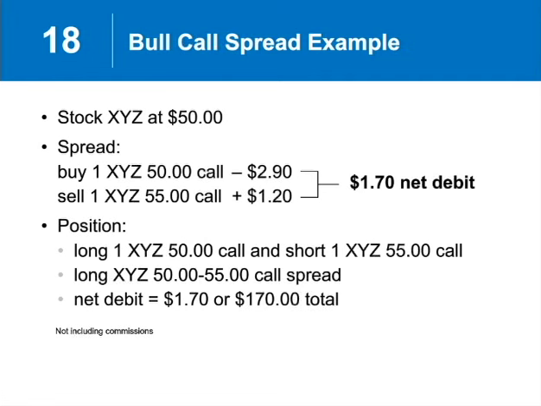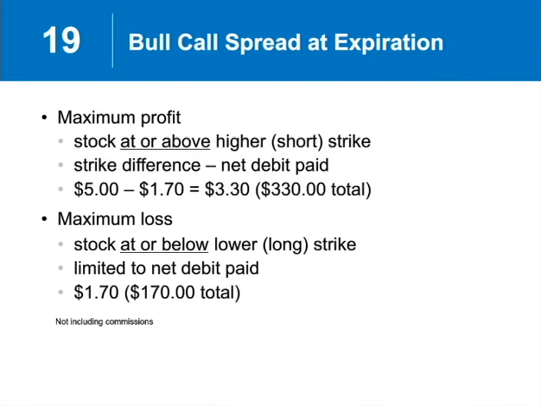The bull call spread example: we've got XYZ trading at 50 bucks. You've got the 50-55 call spread. You can see the prices are 2.90 on the buy side, 1.20 on the sell side. But more importantly, that net debit is $1.70. So we're long the 50 call, short the 55 call. The terminology would be long the 50-55 bull call spread for the 1.70 debit. Maximum profit should be pretty straightforward. The difference between the strikes is 5 minus the 1.70 we pay.